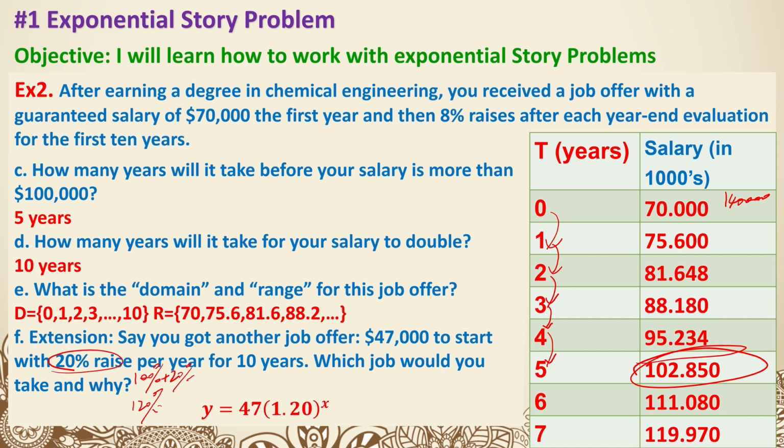As for which job would you take, you can plug in 10 for both of the functions. So you can actually calculate 47 times 1.2 to the 10th power, and then calculate 70 times 1.08 to the 10th power. See which one is going to give you more. And that is question F, which is the last of example 2. Thank you.